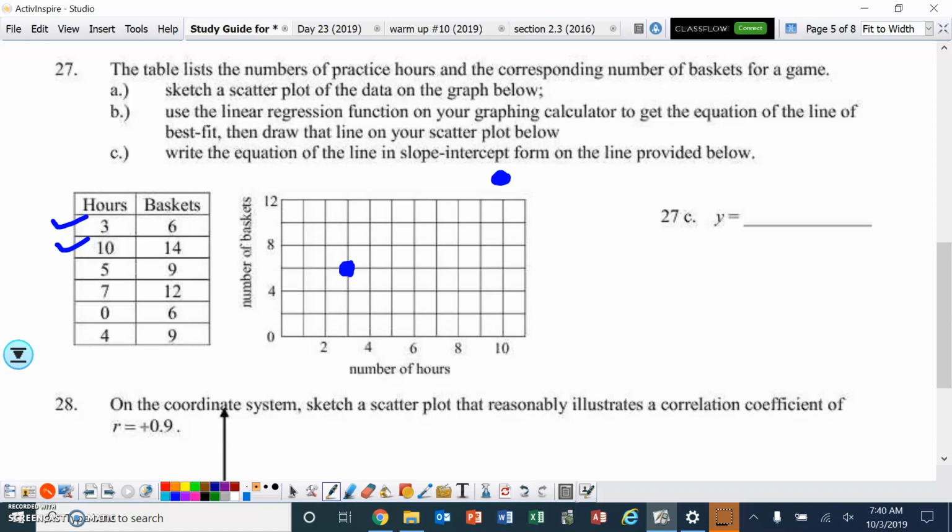5, 9. Looks like 5, 9 is right here. 7, 12. 0, 6. 4, 9.